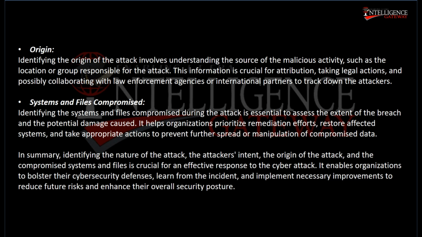In summary, identifying the nature of the attack, the attacker's intent, the origin of the attack, and the compromised systems and files is crucial for an effective response to the cyber attack. It enables organizations to bolster their cybersecurity defenses, learn from the incident, and implement necessary improvements to reduce future risks and enhance their overall security posture.